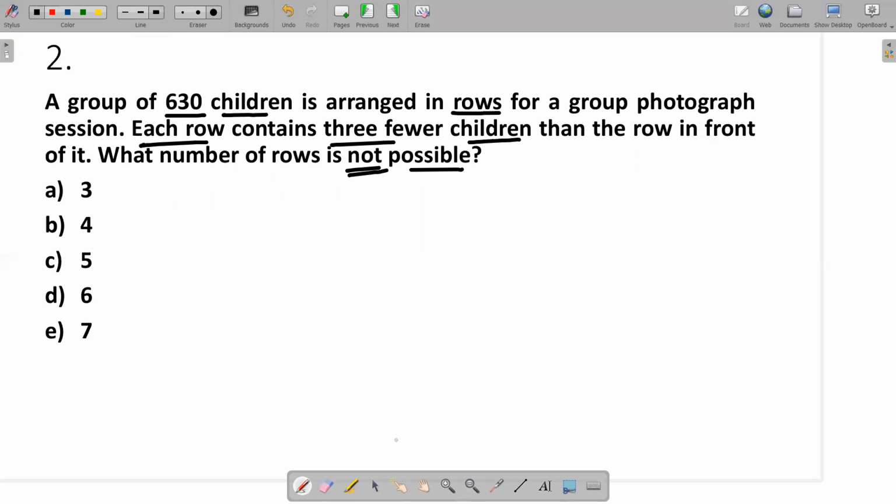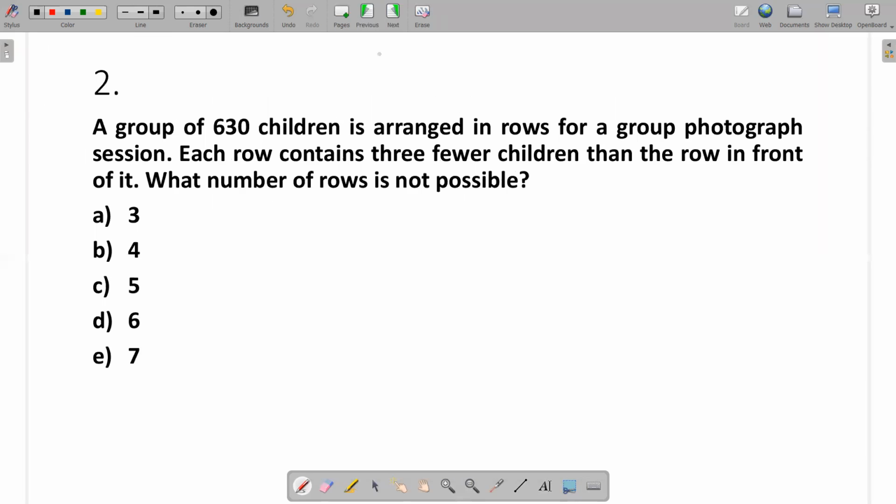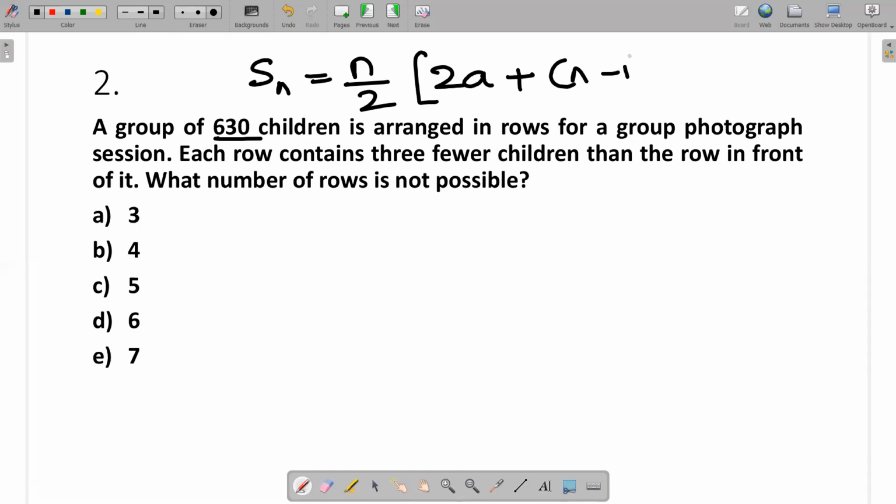So, we can see that the total number of children we are considering in this question is equal to 630. This question has got to do with the sum of n terms of an arithmetic progression, that is given by the expression n by 2 into 2a plus n minus 1 into d. So recall, this is the standard formula to find the sum of n terms of an arithmetic progression.